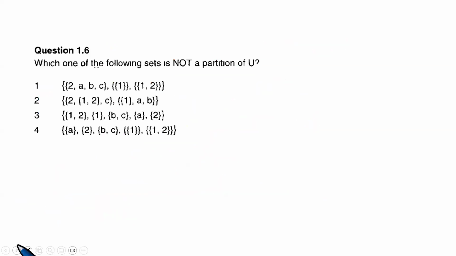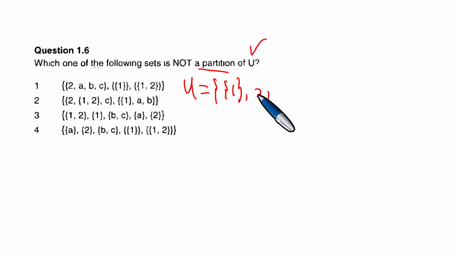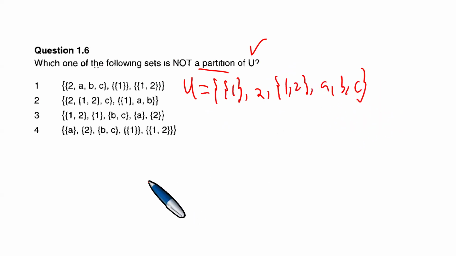Right, so we continue with 1.6. Which one of the following sets is not a partition of U? So we are looking at question 1.6. We need to remember that U is our universal set, but we're looking for a set that is not a partition of this. So we look at the fact that U contains 1, it contains 2, it contains 1, 2, and it contains A, B, and C, like so.